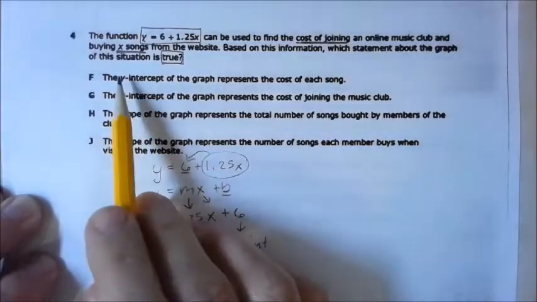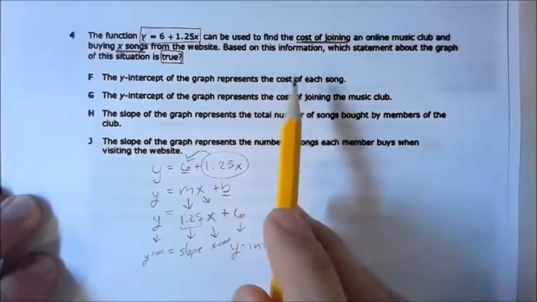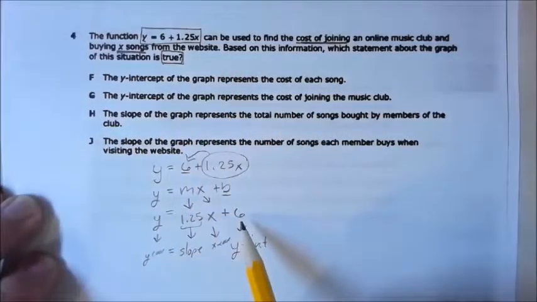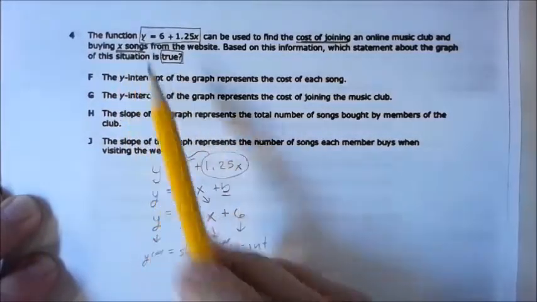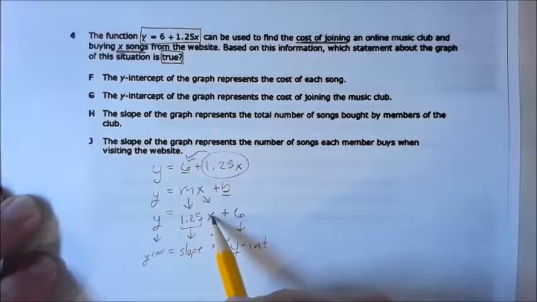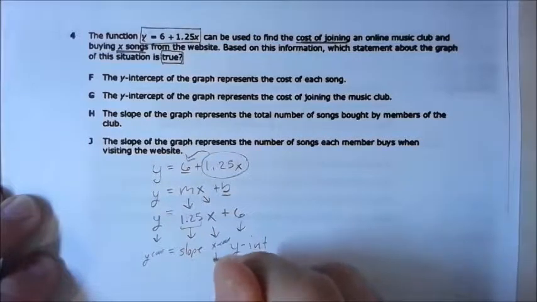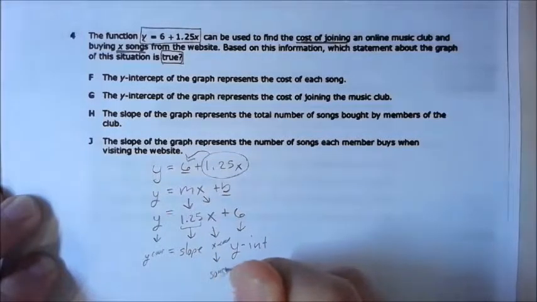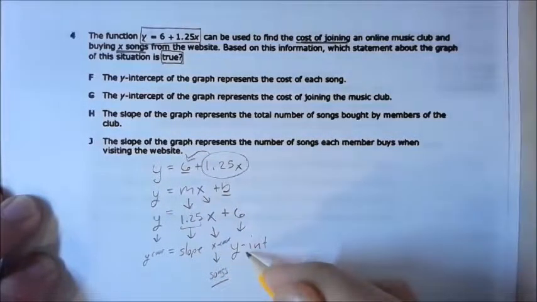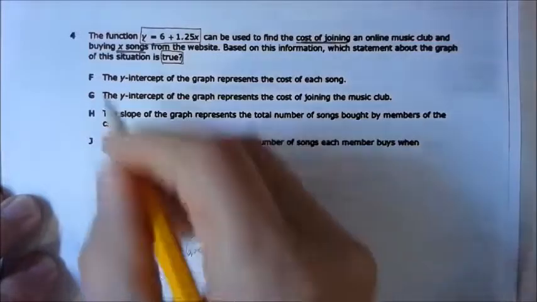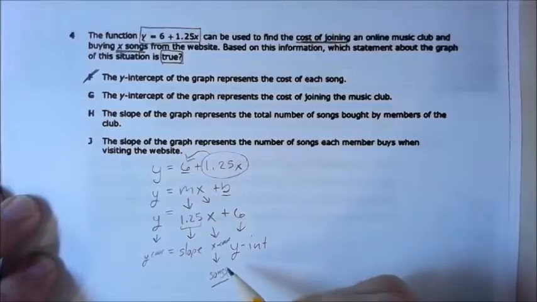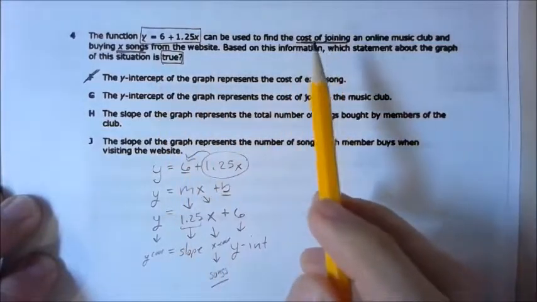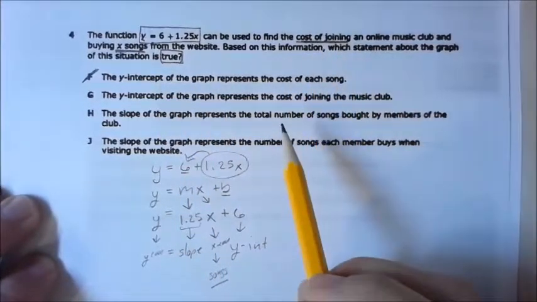So let's see, it says the y-intercept of the graph represents the cost of each song. Well, the y-intercept is not the cost of each song, remember? It says buying X songs. Songs are represented by the variable X. So that variable X, our x-coordinate, is our songs. So that's a false statement. So we can go ahead and mark that one off. The y-intercept is not our songs. The y-intercept is the initial fee for joining the club.